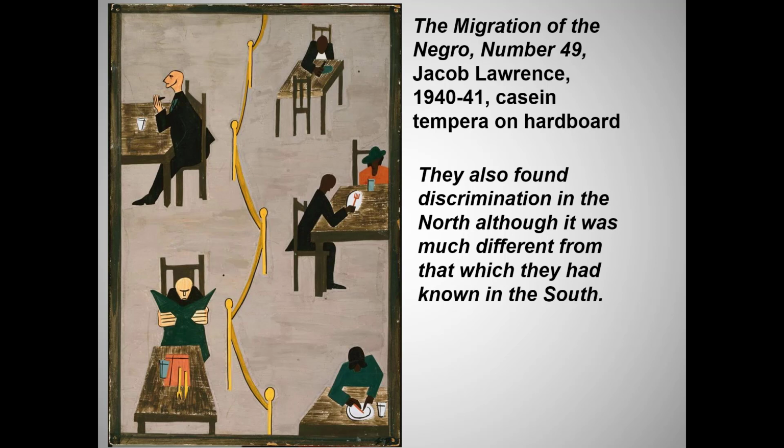This panel shows a public dining space in the North. Blacks and whites are divided by that yellow barrier that zigzags through the center of the painting, strong use of line. The yellow dividing line is emphasized further by the tilted tabletops and the chairs situated against the background of the restaurant floor.